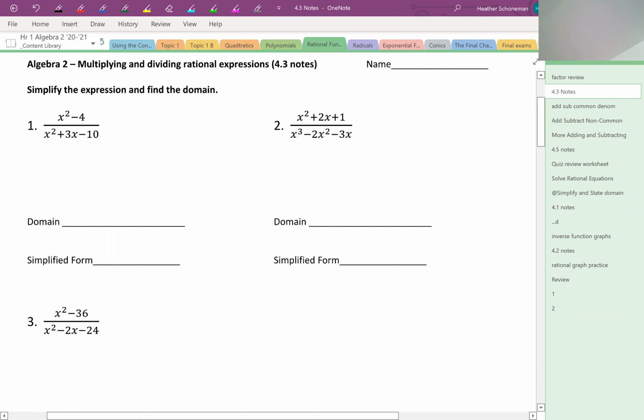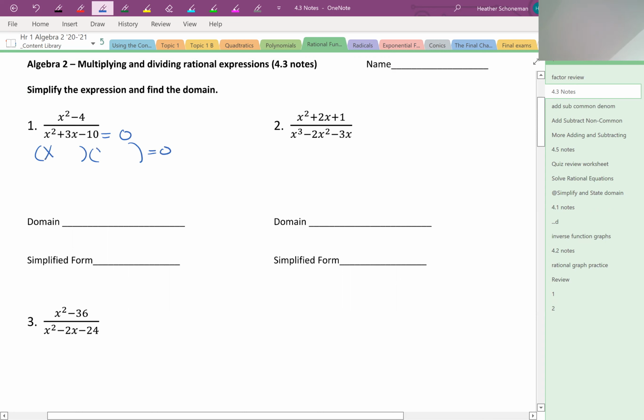And the domain is the set of x values. So we kind of need to solve for x. But really, in these problems, you can plug in anything you want, except you can never divide by a zero. So we can plug in anything we want except what makes the denominator zero. So to find the domain, we have to set the denominator equal to zero. And to solve that, we're going to do that by factoring.